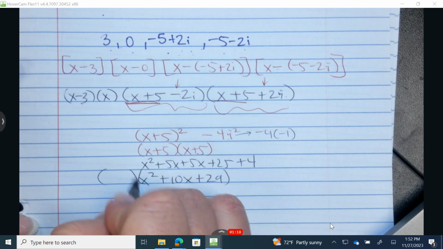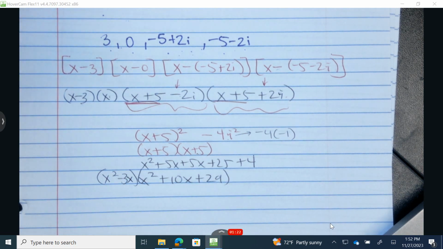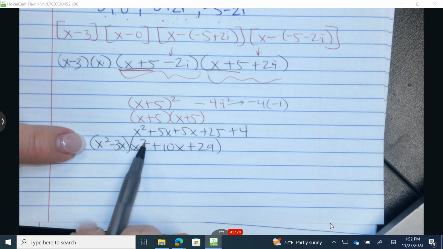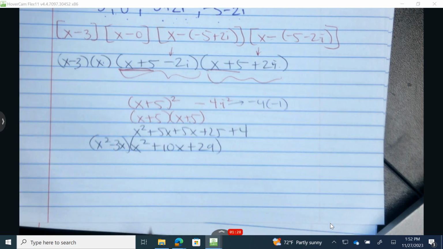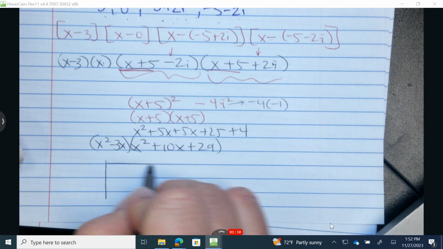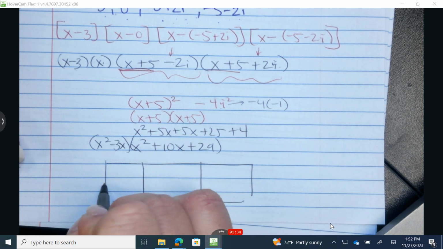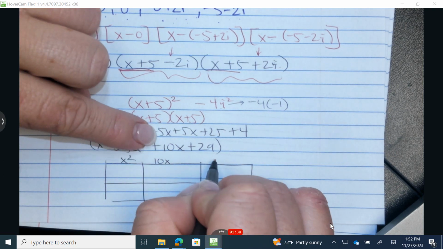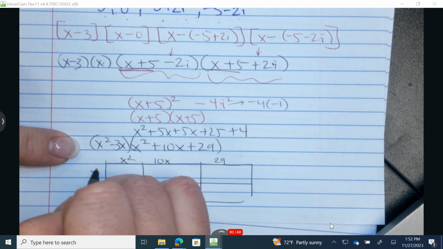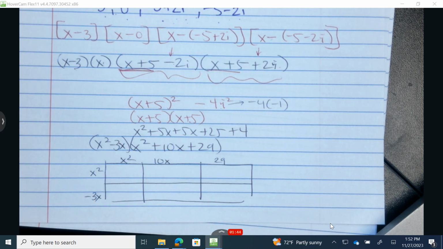In front, when I distribute the x, I get x squared minus 3x. Now I could definitely go through and distribute the x squared and then distribute the negative 3x. There's nothing wrong with that. But in the past, I've had success with students making this box. So this is an x squared, a positive 10x, and a positive 29. This is an x squared and a negative 3x. And now I'm going to go through and multiply.